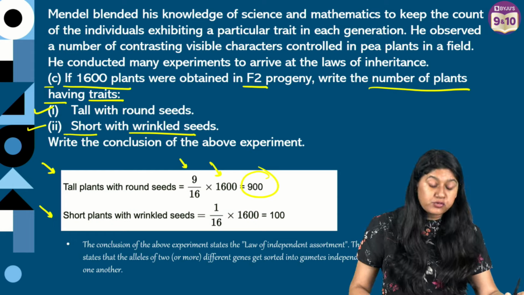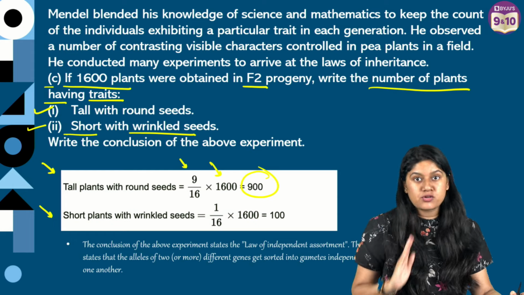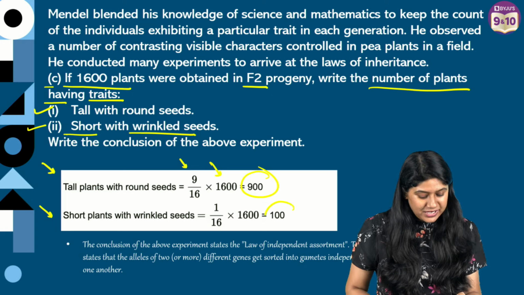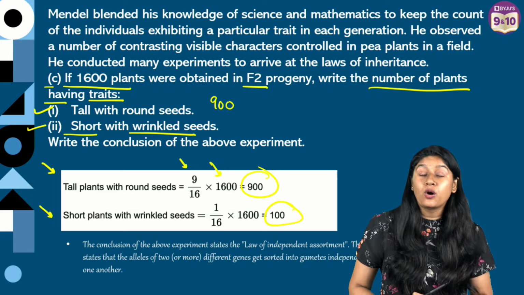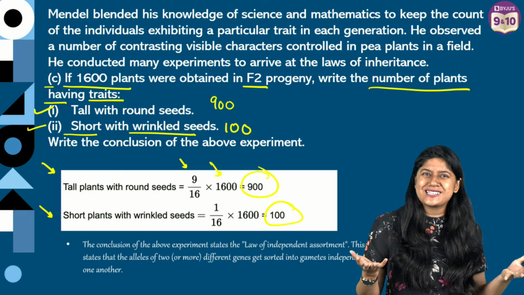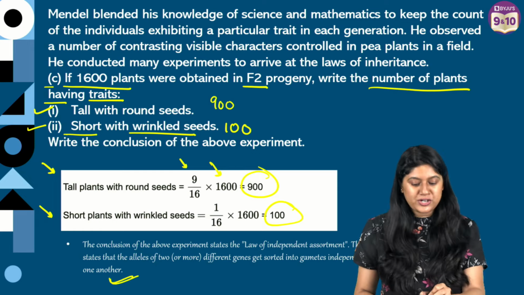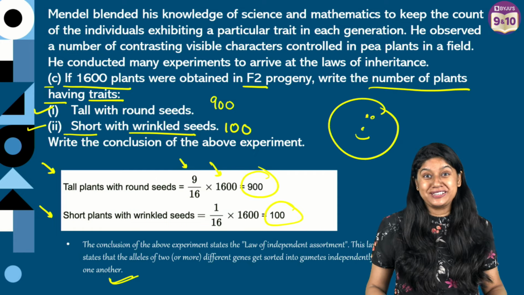Short plant with wrinkled, of course, we just have 1. So 1 by 16 into 1600 will be getting the answer as 100. So we have 900 plants which are tall and round and 100 plants, right, which are short and wrinkled seed. So we got the answer for this particular question. Right? And this is how you can solve this question in the examination.